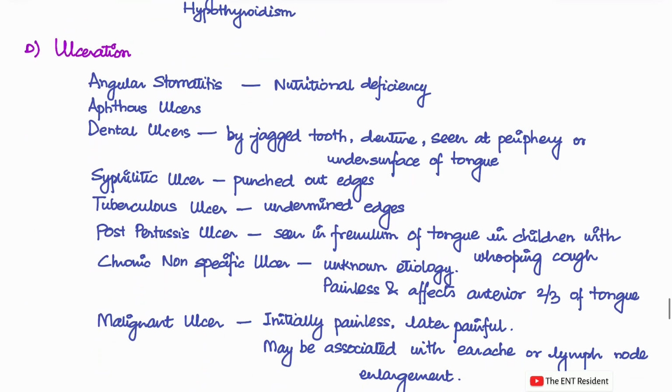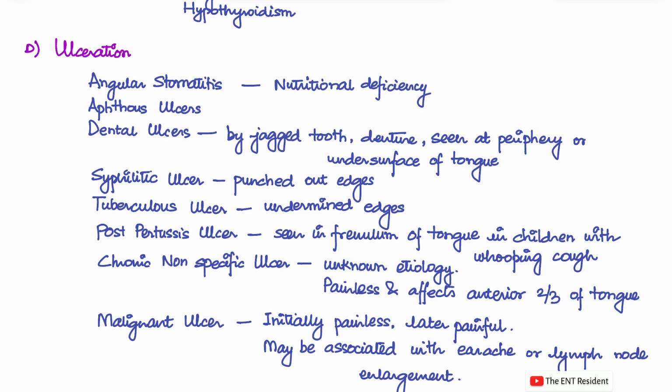Some common ulcers like angular stomatitis, which happens because of nutritional deficiency of the vitamin B complex. Here, what happens, you'll have cracks or fissures at the angle of the mouth. Next, there is aphthous ulcers. Then there is dental ulcers.